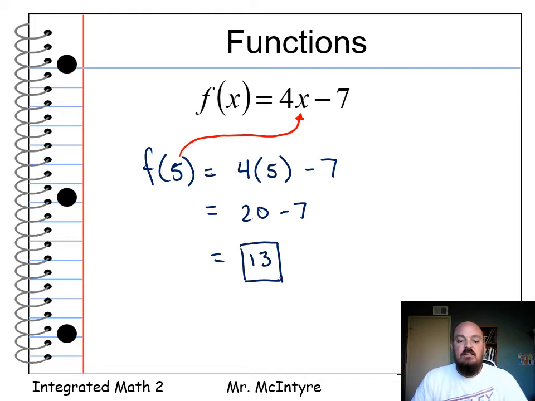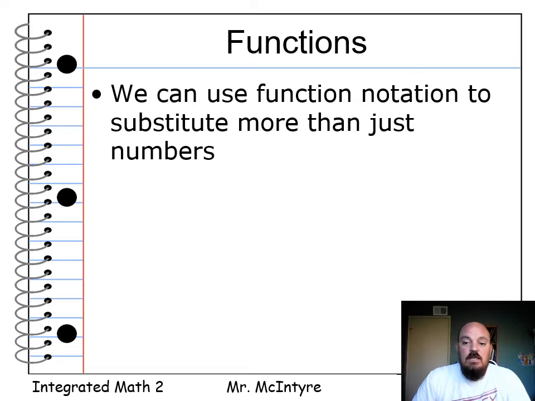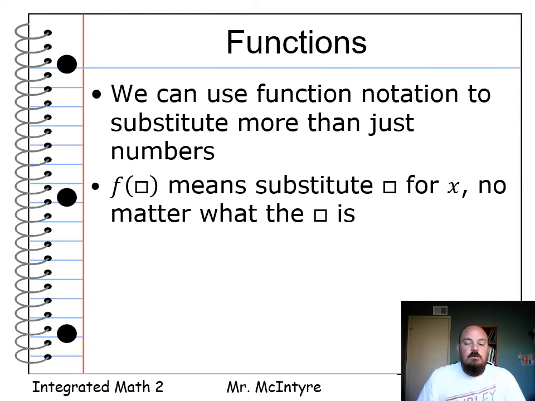To take the next step, we want to show it doesn't have to be just a number. Like we just did f of 5, we can do f of something else, maybe something with a variable in it, or an expression in it, or something with another function in it. Basically, for the notes, I'm just going to use a square. Think of that as a blank box that could be anything.